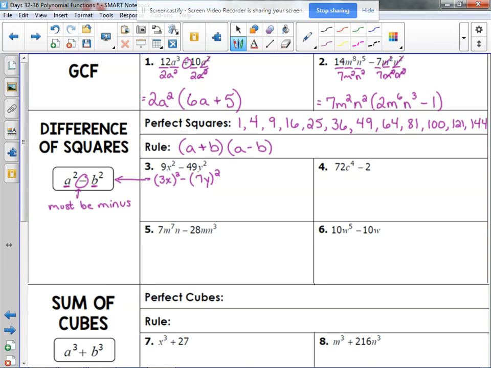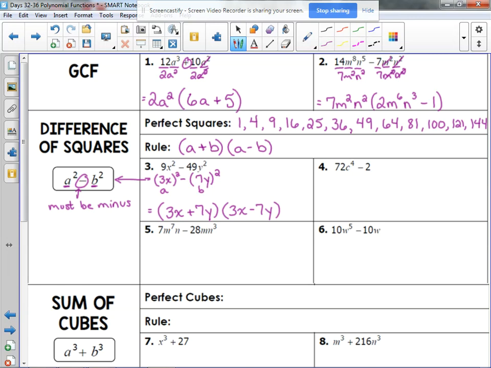Okay, it says a squared minus b squared. I figured out what a and b are. A is 3x, b is 7y. So I can plug that into the rule. My rule says it's a plus b, so 3x plus 7y times 3x minus 7y. One is always going to be positive, one is always going to be negative. One's going to have a plus, one's going to have a minus. But they're always going to be the same numbers.